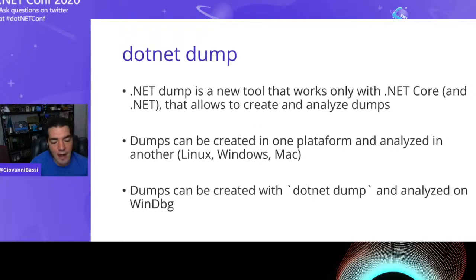You can also use dotnet-dump. dotnet-dump is a new tool here, and it's able to work only with .NET Core and .NET, now the new .NET 5, and also allows you to create and analyze dumps. Dumps can be created on one platform and analyzed in another using dotnet-dump, which is not so simple to do using WinDbg. And dumps can be created with dotnet-dump and analyzed in WinDbg. It's important that you understand that the commands in one tool are different from the commands in another tool. They try to make it similar, but sometimes they are a little bit different.